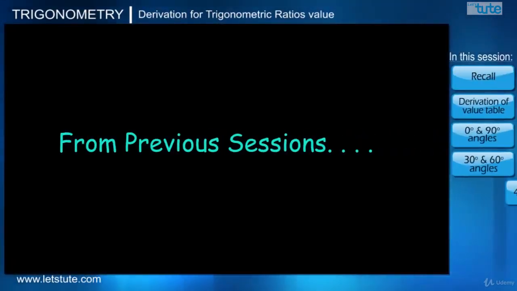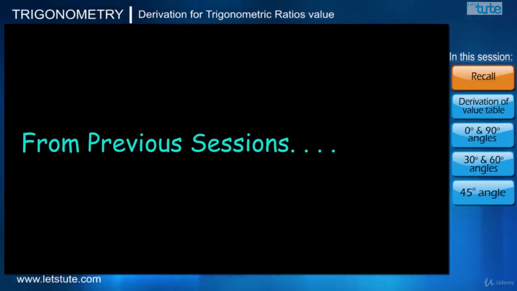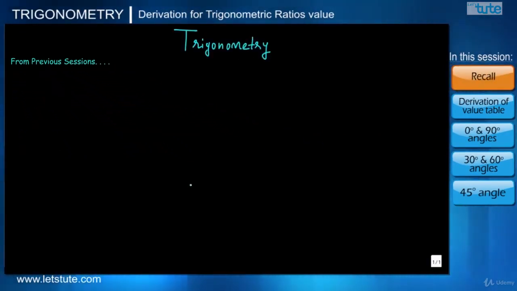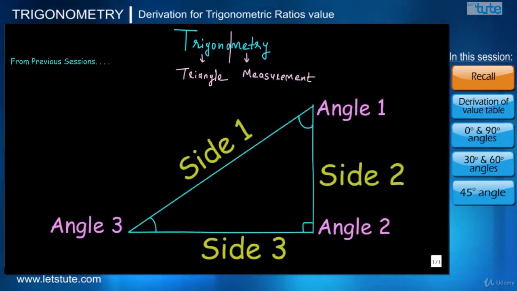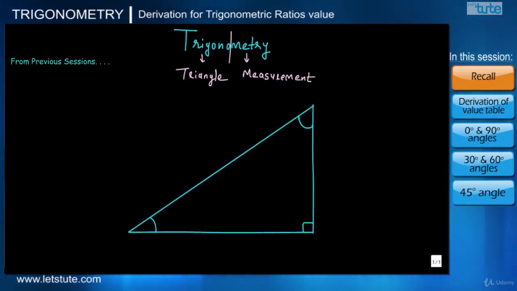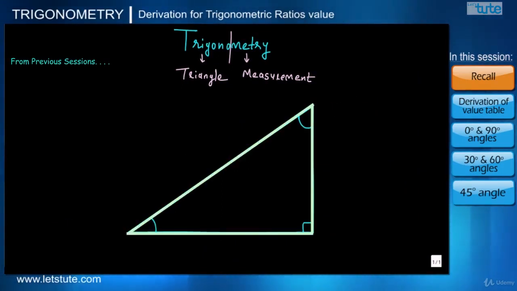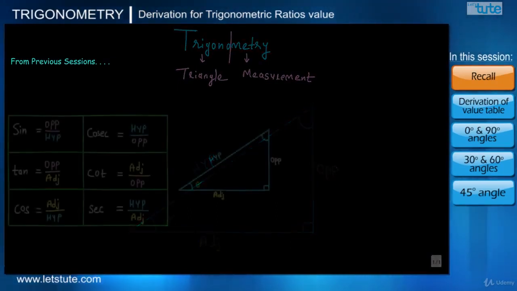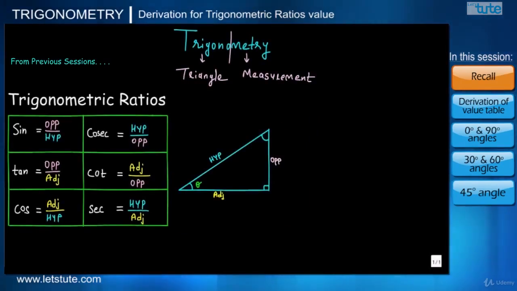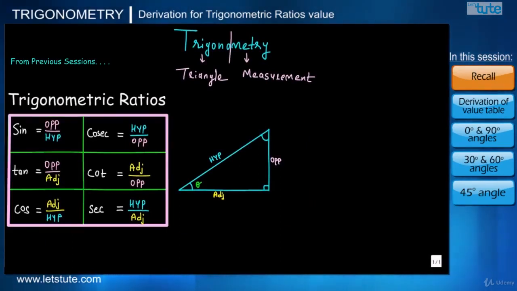Hello everyone. From our previous sessions, now we all know that trigonometry is a type of math that we use when we want to work with sides and angles of a triangle. We have also learned to define the sides of a right angle triangle with respect to the given angle theta as opposite side, adjacent side and hypotenuse. And all the possible ratios of these three sides are known as trigonometric ratios, which we have defined as sine, cos, tan and so on.